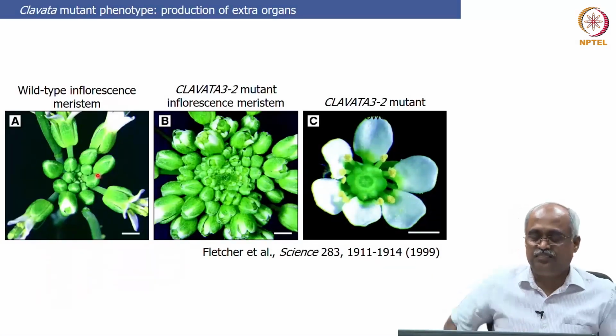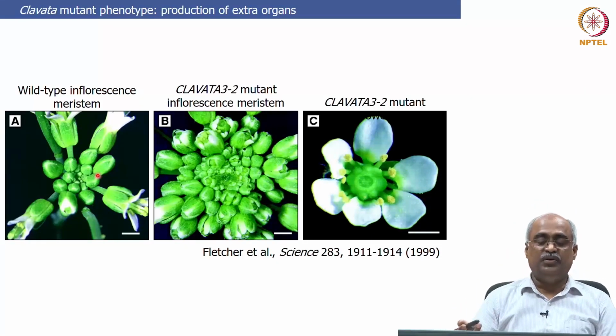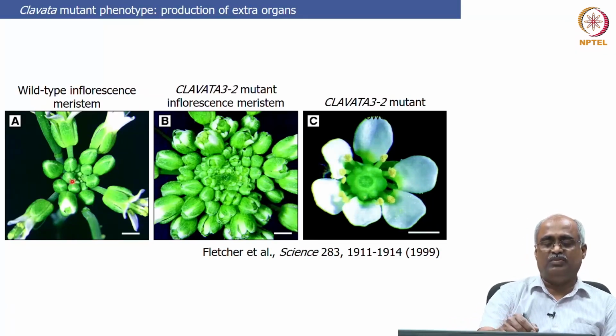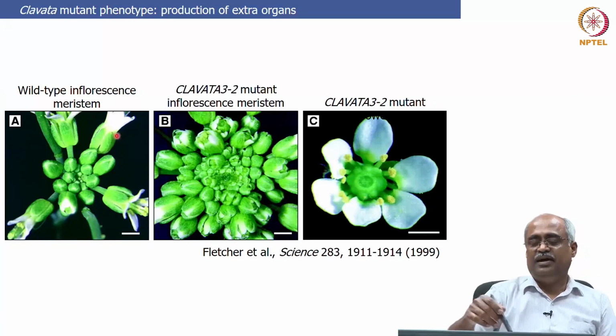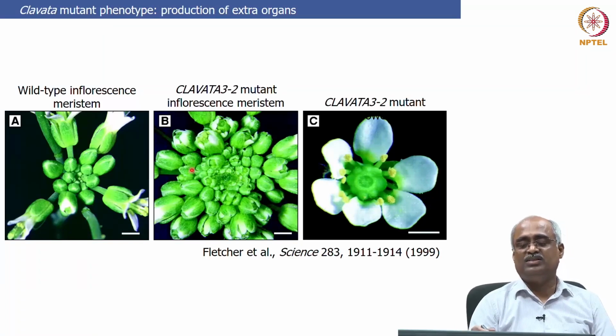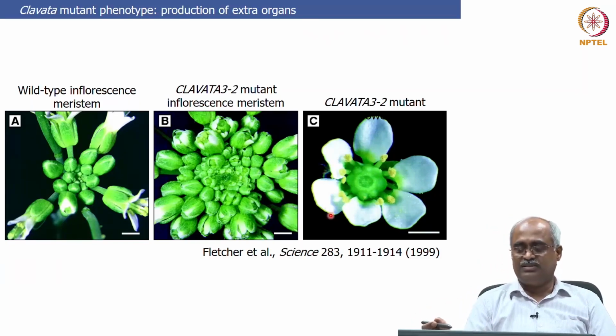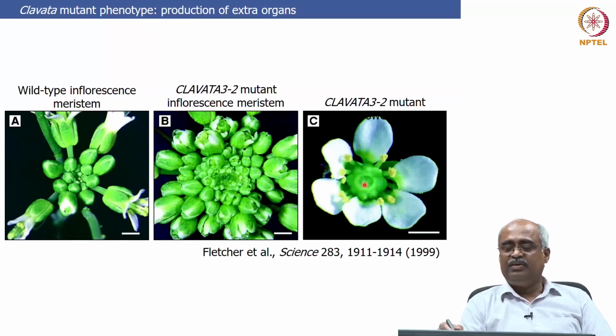Okay, so here you have three photographs showing what happens when you have a CLAVATA mutation. This is the wild type where you have a normal number of flower buds forming, and these are the flowers that are coming up. And this is the clavata3-2 mutant. We are looking at the inflorescence meristem, and you can see there is a large number of flowers forming. It is due to the bigger size of the inflorescence meristem. As a result, it is giving rise to more floral meristems, and therefore more flowers are forming. And here we are looking at a defect in the floral meristem itself.